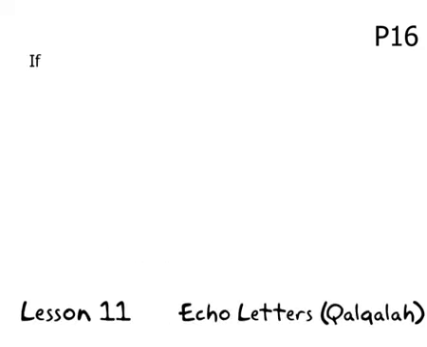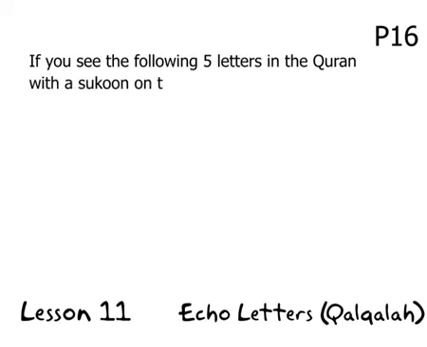So if you see the following 5 letters in the Quran with a sukoon on top, what is a sukoon? I've clearly shown you, circled an example on top of the dal. That is what a sukoon is. If somebody asked me what that is, I would say dal sakin. When it's on top of a letter, it's called sakin. When it's on its own, it's called a sukoon.